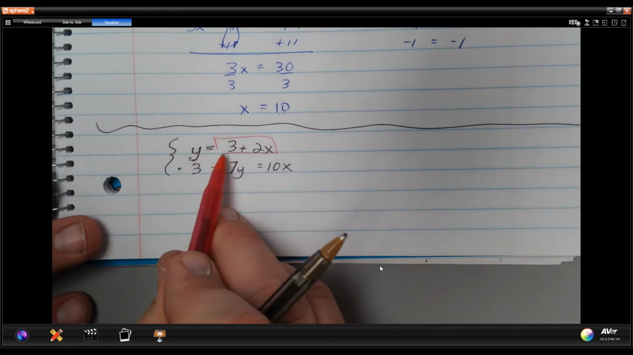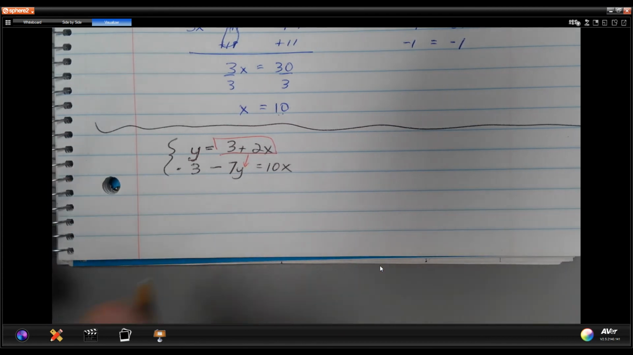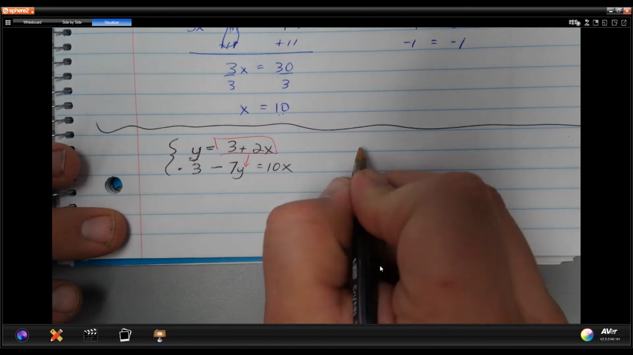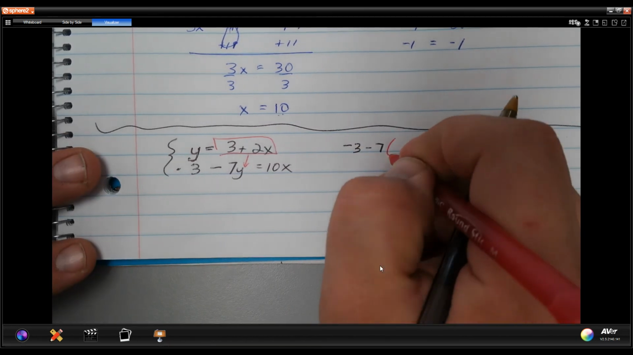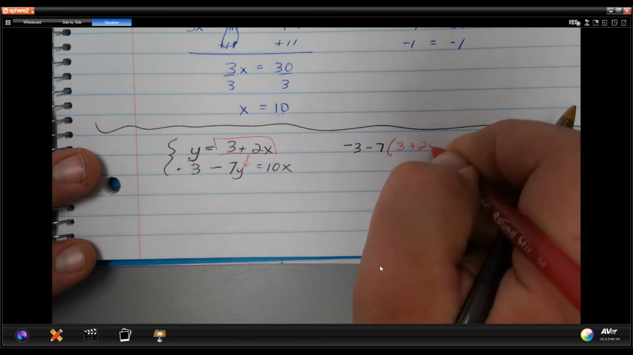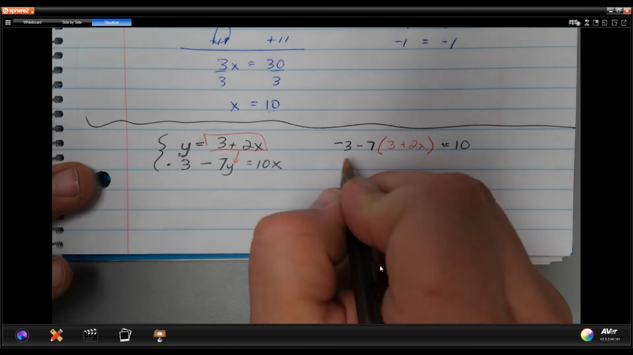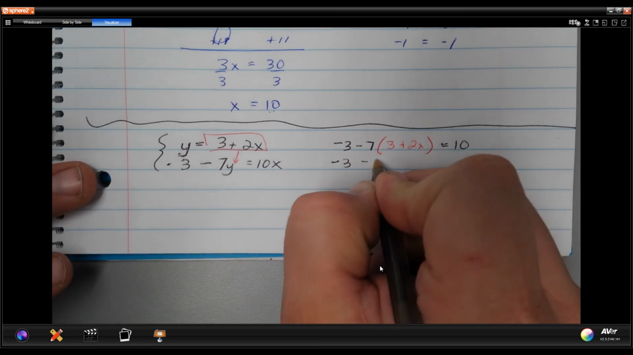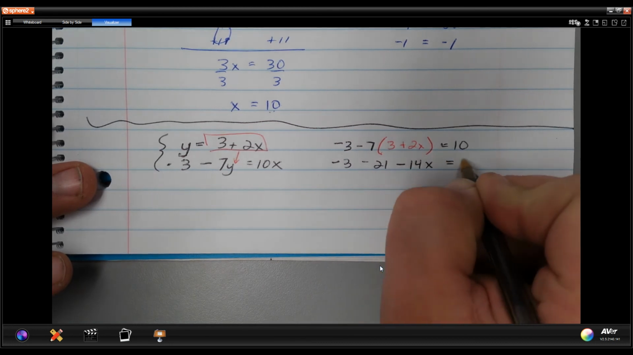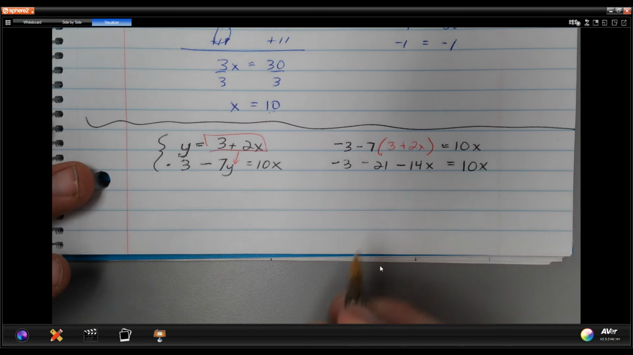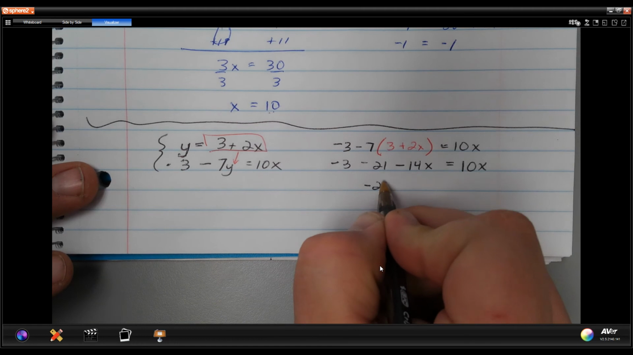Since we know that y equals 3 plus 2x, we substitute that value here for y, making this work for us. Negative 3 minus 7 times the sum of 3 and 2x is equal to 10x. Using distribution, we get negative 3 minus 21 minus 14x is equal to 10x. Negative 3 minus 21 is negative 24.